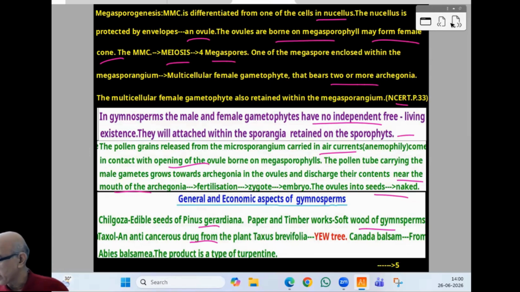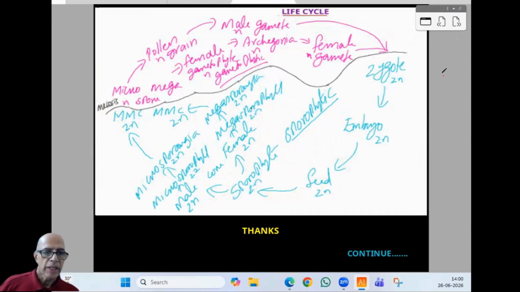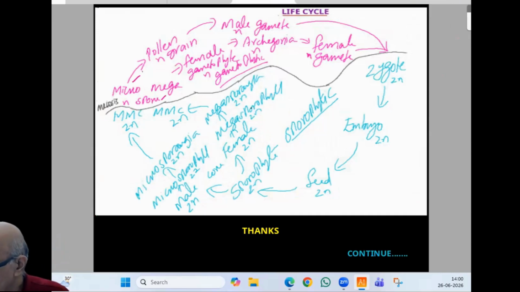Now, coming to the last part, that is the life cycle. Starting with the spore, male micro, mega, then pollen grain, female gametophyte, male gamete, archegonia, female gamete. Fusion gives the zygote, so the sporophyte generation begins. Zygote into embryo, seed, sporophyte. Again, male cone, female cone, microsporophyll, microsporangia, microspore mother cell, similarly the female side, and again meiosis at the microspore mother cell and megaspore mother cell, and the diploid phase starts in the zygote. This is how the life cycle is. I think I did clear.